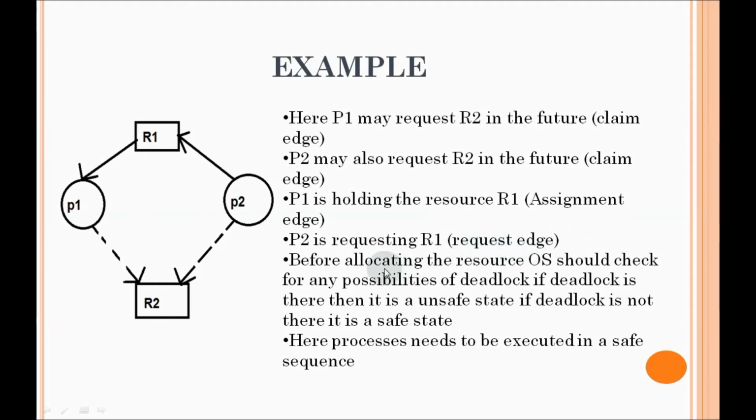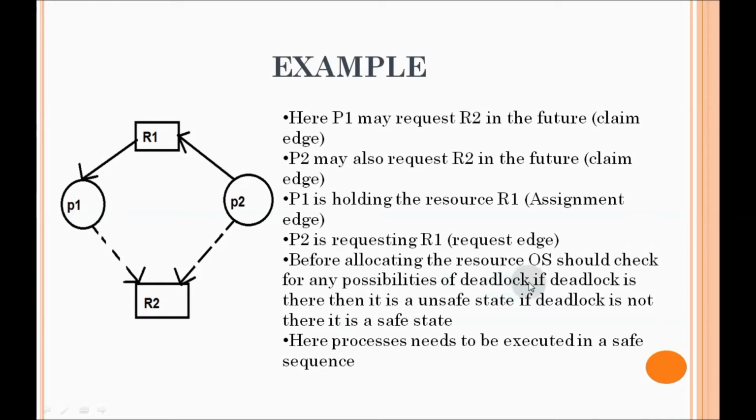Here one thing you have to know for sure: before allocating the resource, here P2 is requesting R1, right? In the same way P2 may request R2 also. So before allocating any resource, the OS should check for any possibilities of deadlock. The OS can't simply allocate the resources to every process. No, it's not possible. It may result in deadlock. That's why the OS should check for any possibilities of deadlock.